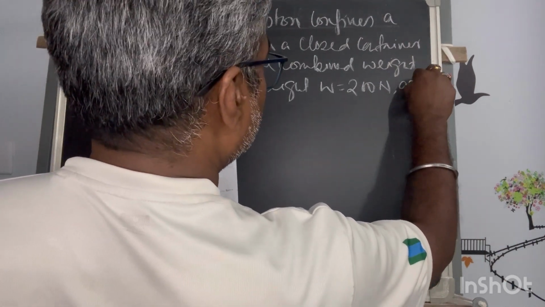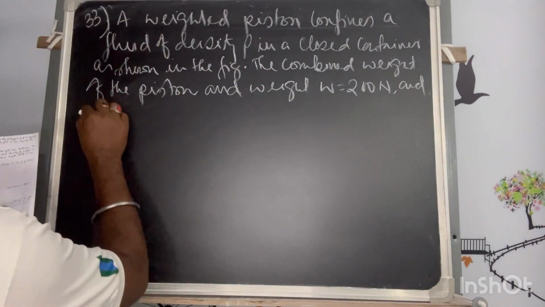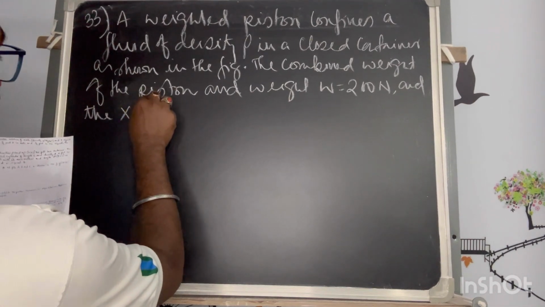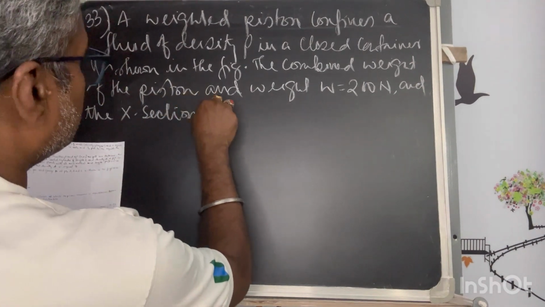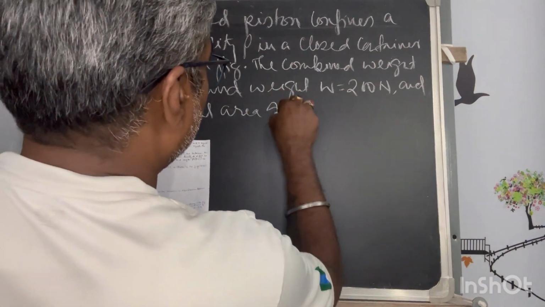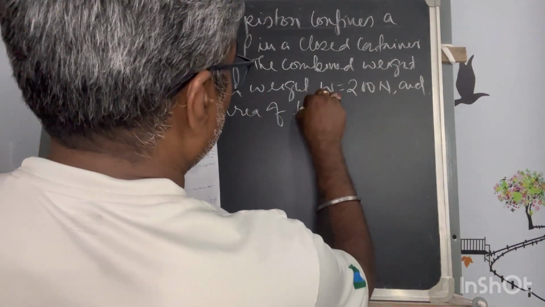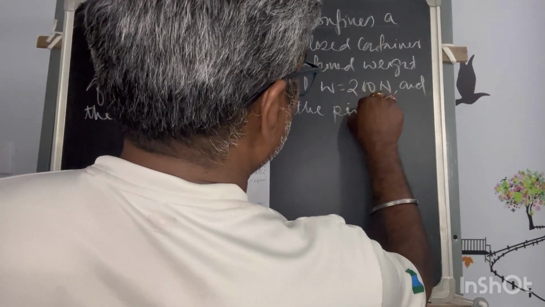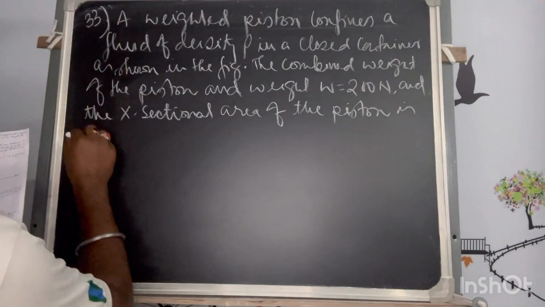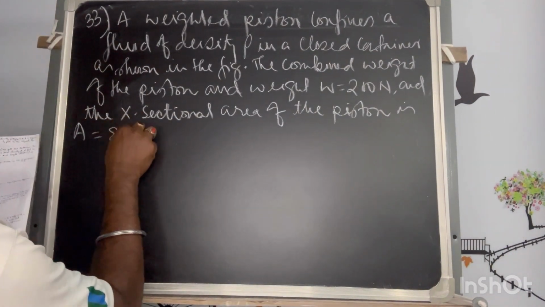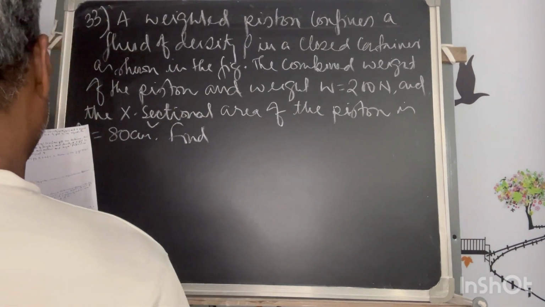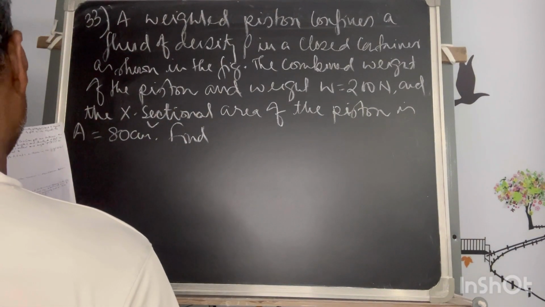Okay, and the cross-sectional area of the piston is A equal to 80 cm². Find the total pressure at point B.